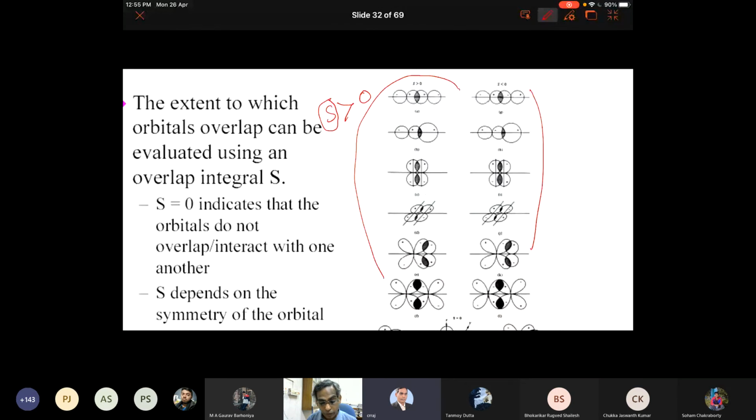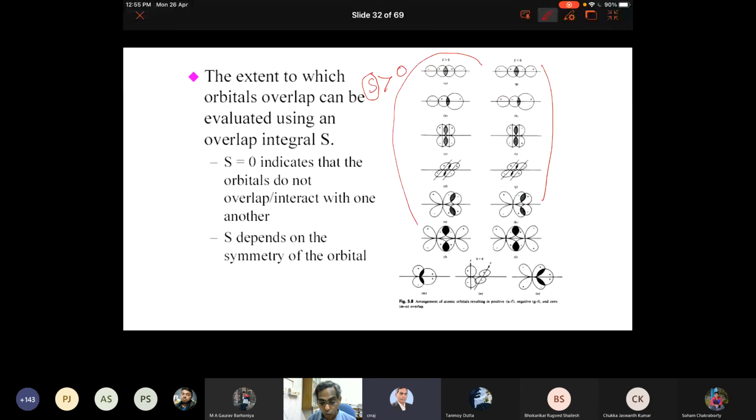What we say is the extent to which these two atomic orbitals, say for example A and A, overlap. The extent of overlap is decided by the overlap integral. If it is greater than 0, what we have is your bonding. And if it is less than 0, this is your anti-bonding.